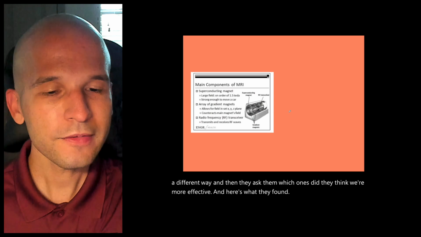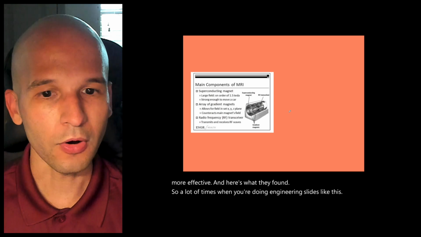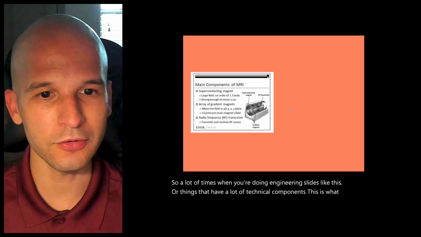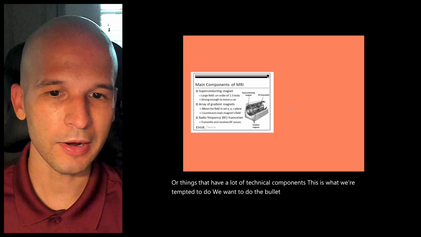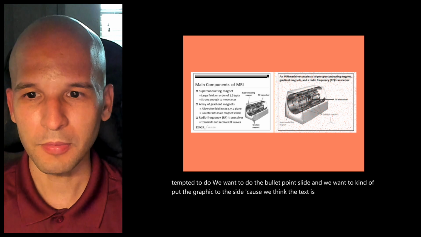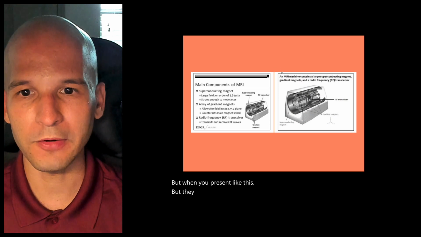So a lot of times when you're doing engineering slides like this, or things that have a lot of technical components, this is what we're tempted to do. We want to do the bullet point slide, and we want to put the graphic to the side because we think the text is more important. But when you present like this, this is called the assertion evidence approach.